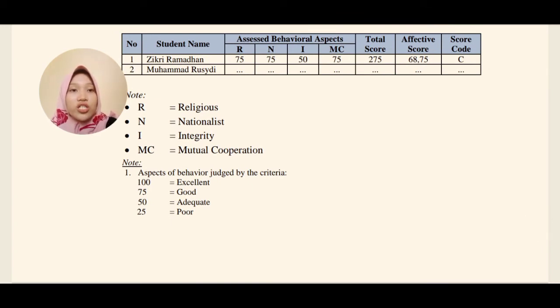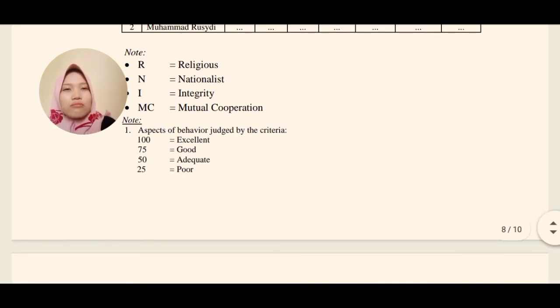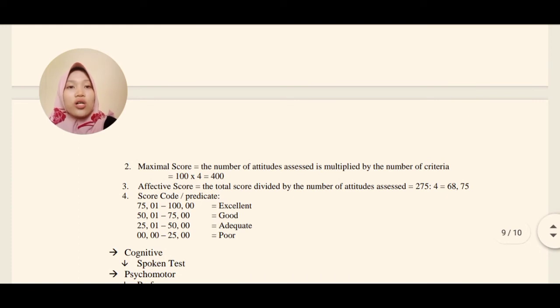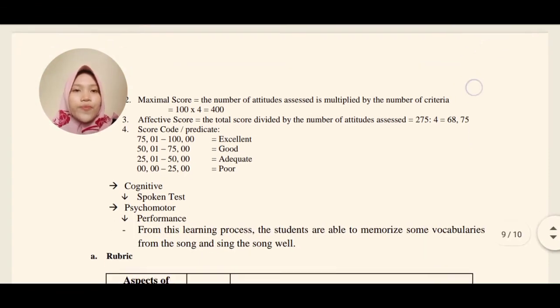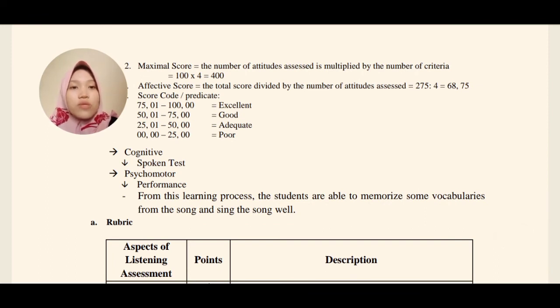Note: the aspects of behavior are judged by these criteria. If they get 100, it is excellent; 75, good; 50, adequate; 25, poor. Maximal score: the number of attitudes assessed is multiplied by the number of criteria, so 100 times 4 is 400. Then effective score: the total score divided by the number of attitudes assessed. Then the scorecard predicate: excellent, good, adequate, poor.